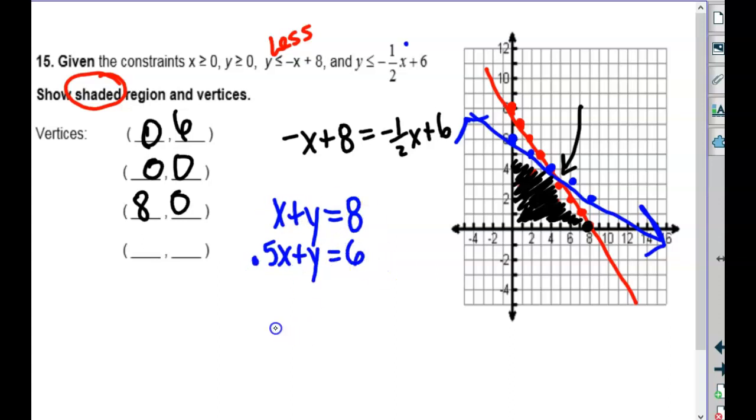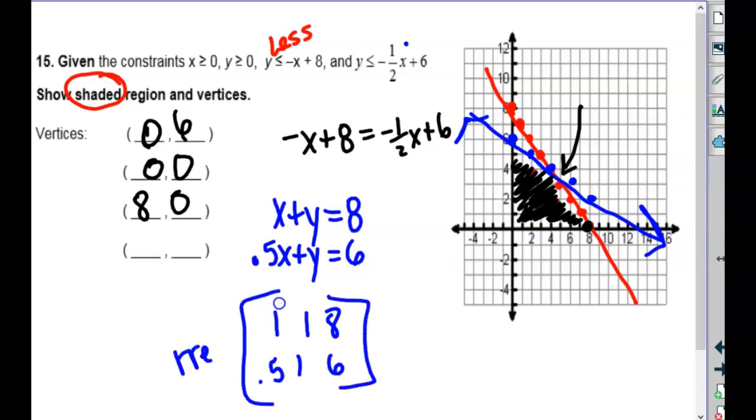Could I put it in a little matrix that was 1, 1, 8, 0.5, 1, and 6, and then do RREF? Yeah, it doesn't matter. I got, if I remember, is that where it was? Okay, yeah, that one. And you could always just chuck it back in here and make sure it works. 4 plus 4 is 8. Half of 4 is 2. Plus 4 is 6. It's checking in both. We're good? That's all you have to do on that one.